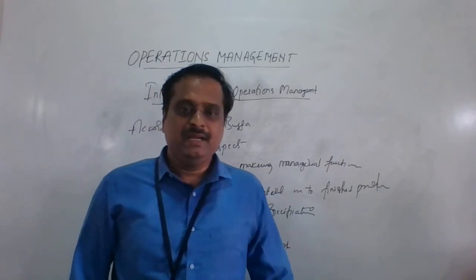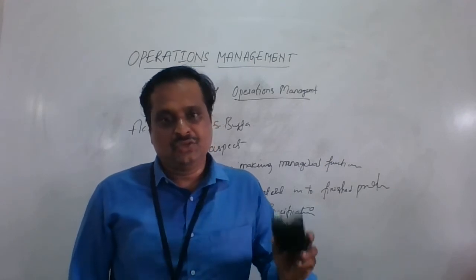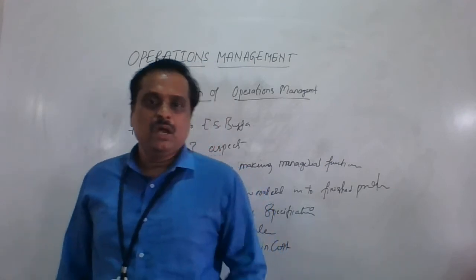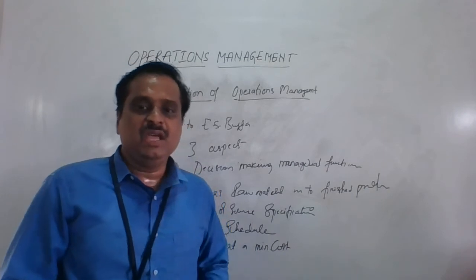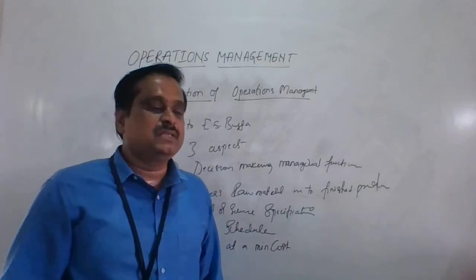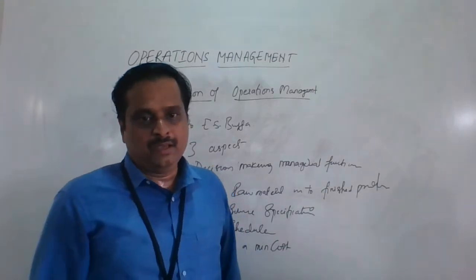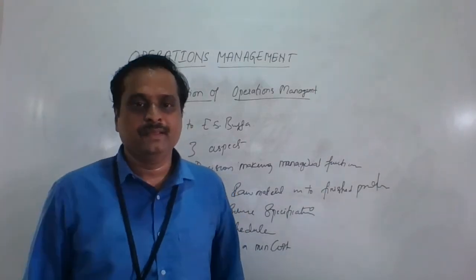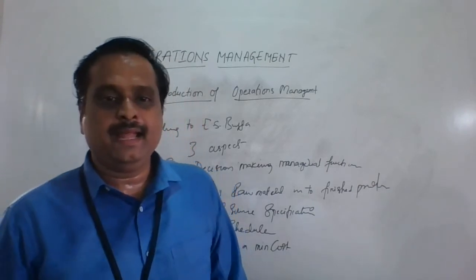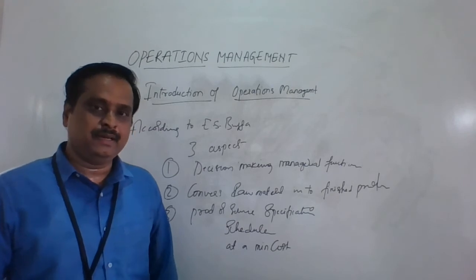Okay, so here once again I am repeating the definition. Production management deals with the decision making related to the production process so that the resulting goods or services are produced according to the specifications, in the amounts and by the schedules demanded, and at a minimum cost. Okay? Yes.